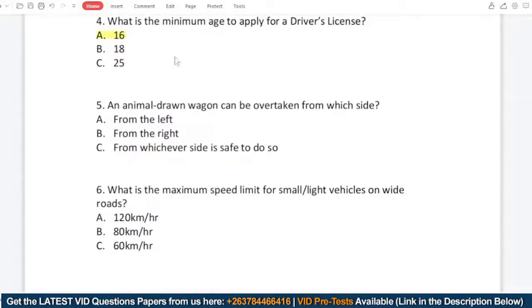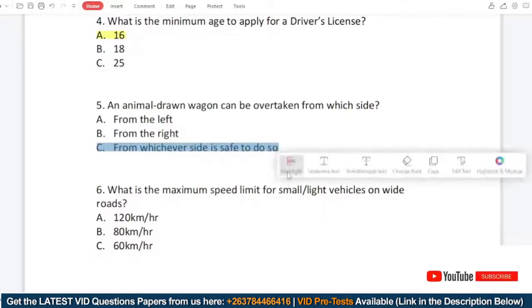Number 5, an animal drawn wagon can be overtaken from which side? Is it from the left or from the right, or from whichever side is safe to do so? So an animal drawn wagon can be overtaken from whichever side is safe to do so. So the correct answer for number 5 is C.